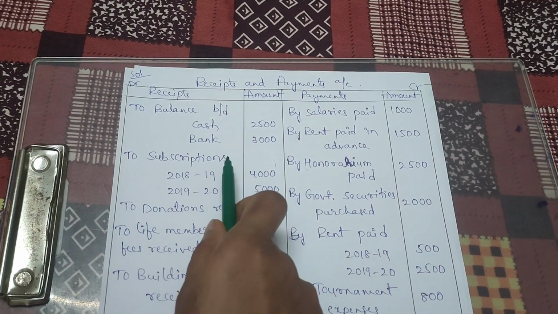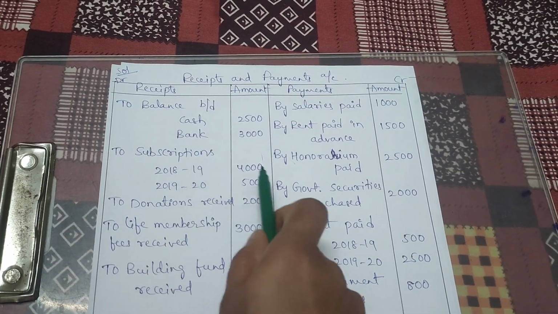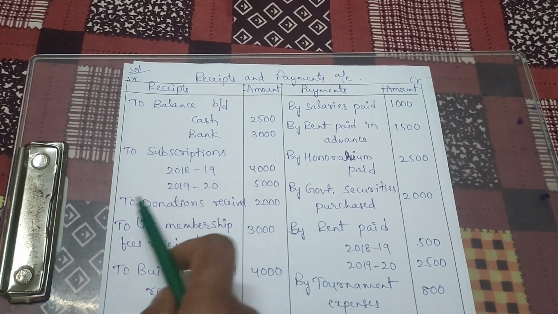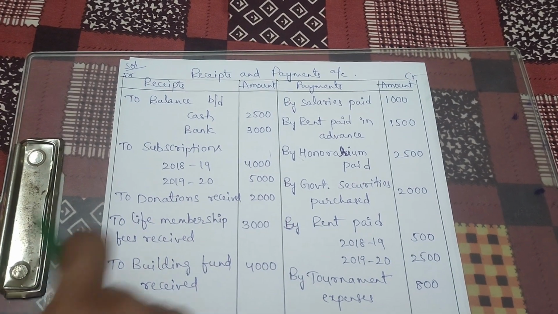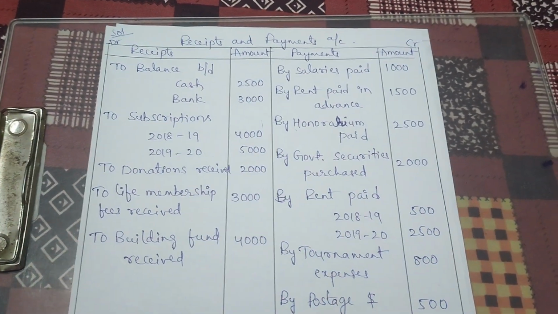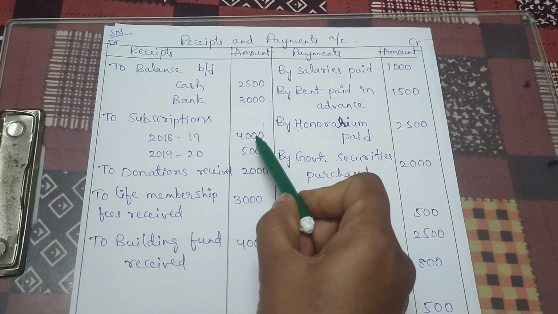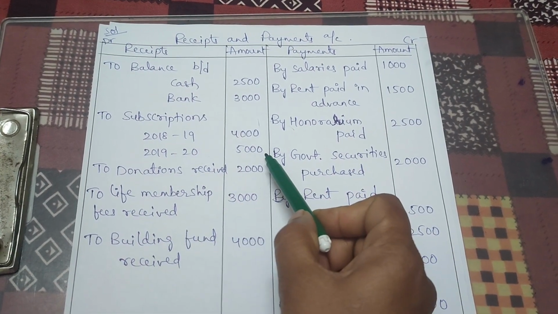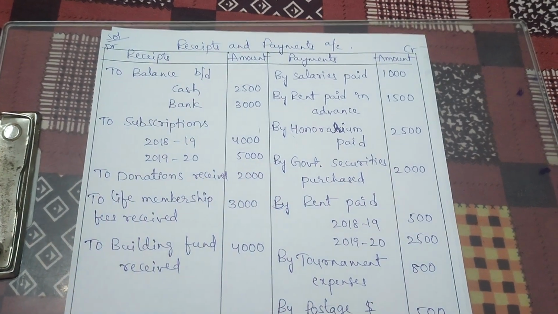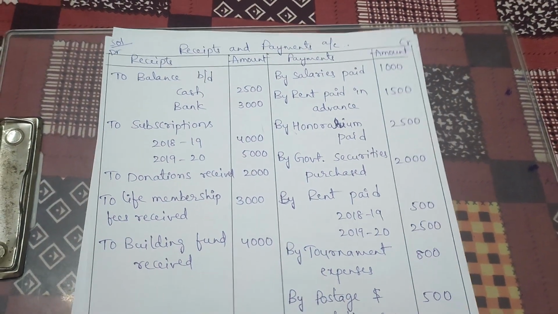Debit side, to subscriptions 2018-19 4,000, 19-20 5,000. If you want to record as it is, how they have given, you can write like that also. Otherwise, you can mention it like this: to subscriptions 18-19 4,000, 19-20 5,000. Both are received. That is why we recorded them under receipts. Let us see the next one.